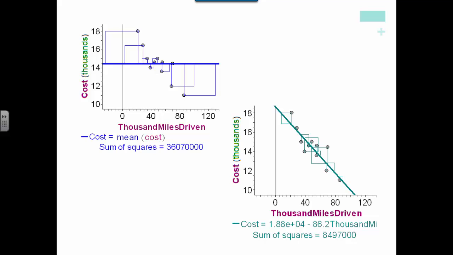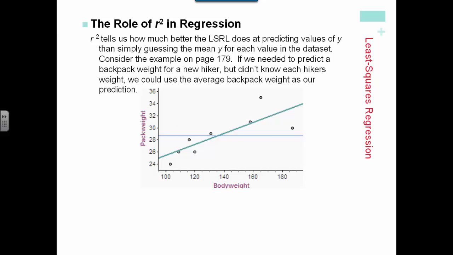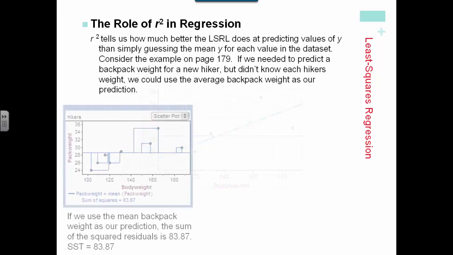Here's an example just showing again the difference in the two types of sum of squares variations. R squared then tells us how much better the least squares regression line does at predicting values of y than simply guessing the mean y for each value in the data set. If we needed to predict a backpack weight for a new hiker but didn't know what the hiker's weight was, we could use the average backpack weight as our prediction.